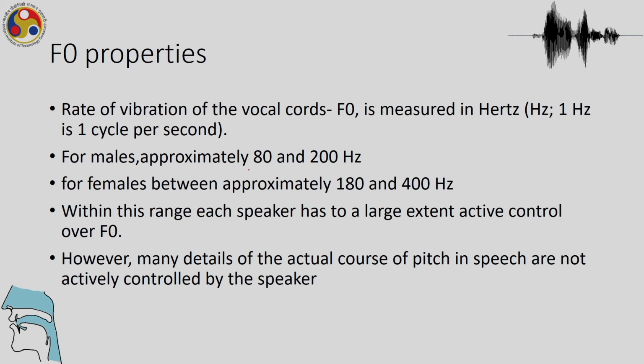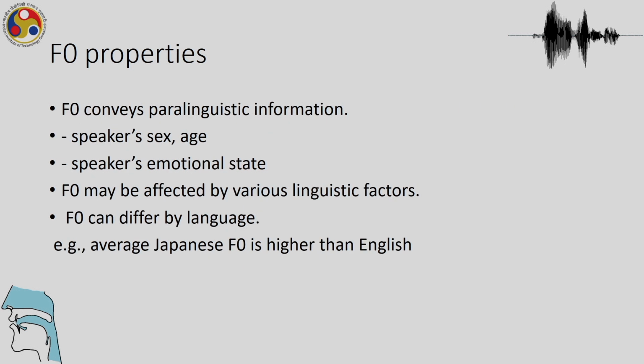There is a difference generally, but this is not an absolute difference. Generally for males it could be around 80 to 200 hertz, and for females around 180 to 400 hertz, the pitch range along which we will find the pitch changes. Within this range, each speaker has to a large extent active control over the fundamental frequency. However, many details of the actual course of pitch in speech are not actively controlled by the speaker. Fundamental frequency conveys paralinguistic information, our emotions, happiness, sadness, etc., the speaker's sex and age, and the speaker's emotional state.